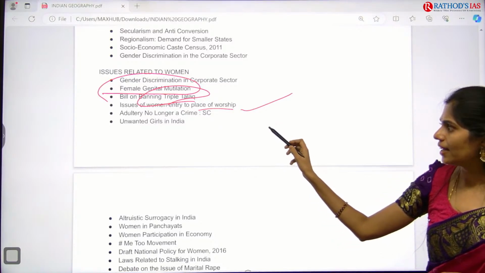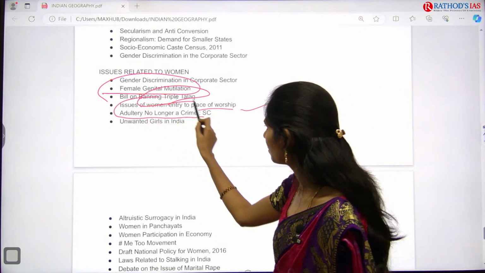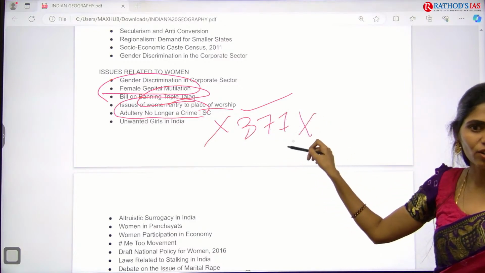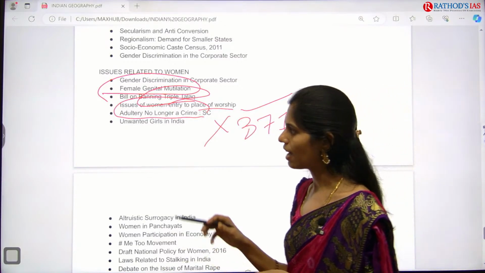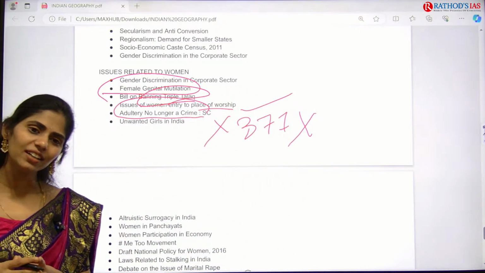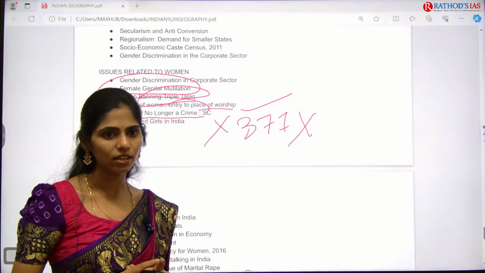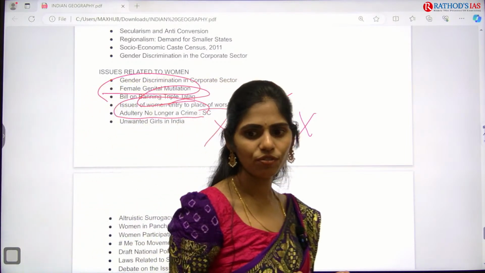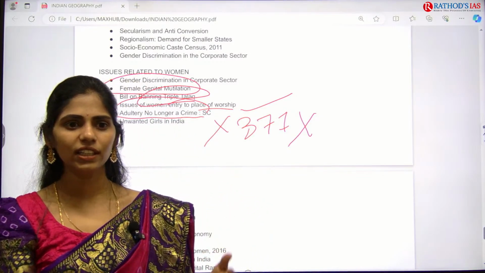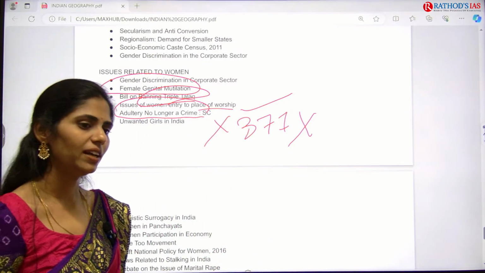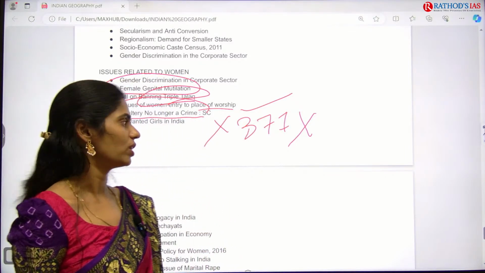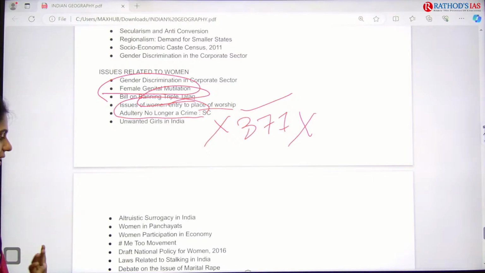And next one is adultery. Adultery is no longer a crime now because of the section 377 had been struck down by Supreme Court. So you have to know about what is adultery. And even the problem is, in India still there is a preference for son, right? Because of that there is female feticide. If they know in their fetus they are having a female, they are going for abortions, female feticide. So you have to know what is that, why it is happening in India like that.